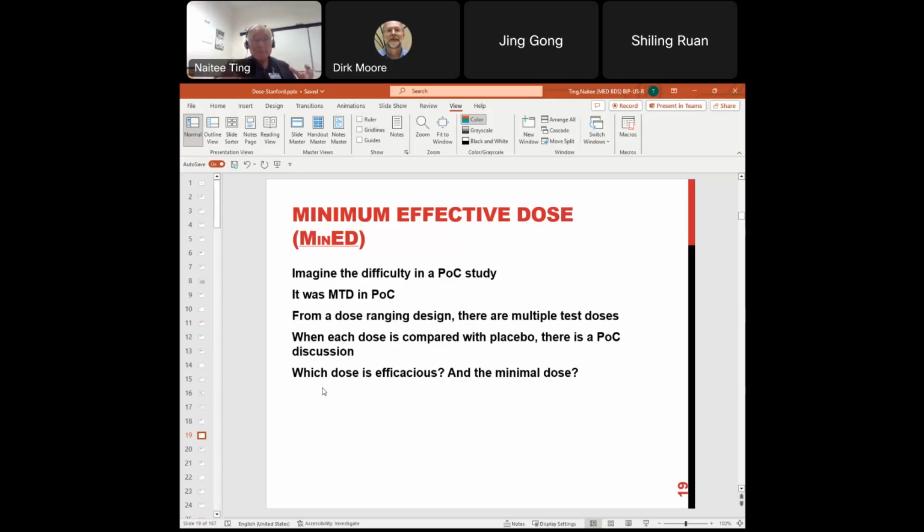Your sample size is limited to begin with. And you try to come up with some kind of decision about minimum effect dose. Forget it. No way. But what we try to do is to understand the shape of the efficacy dose response, and look at the safety of these doses we have studied. That's the best we can do.